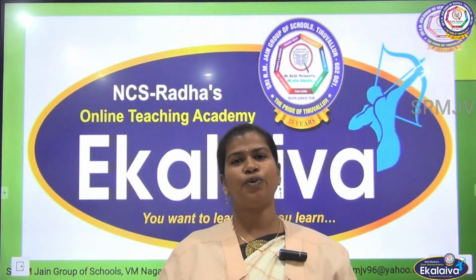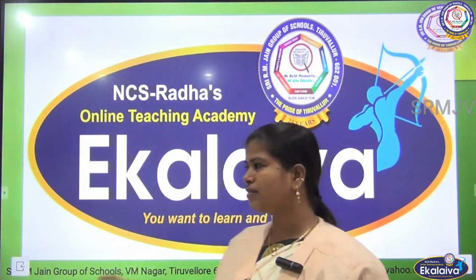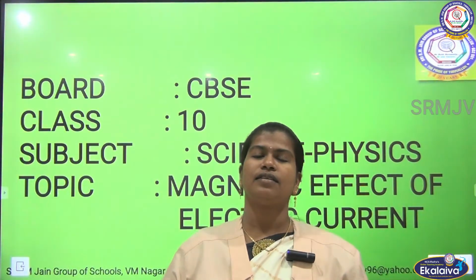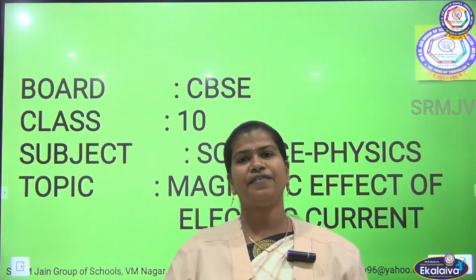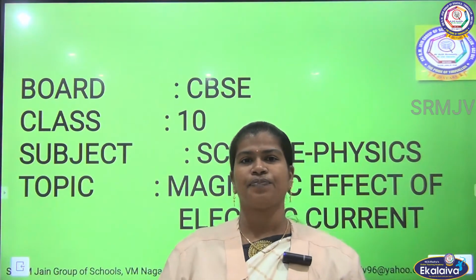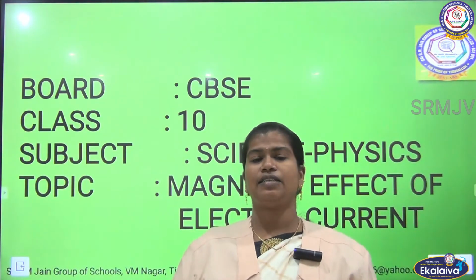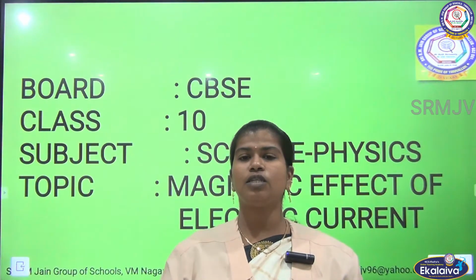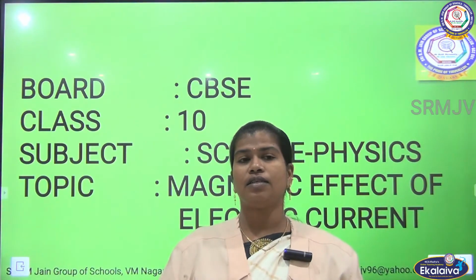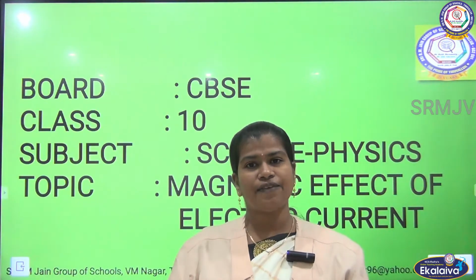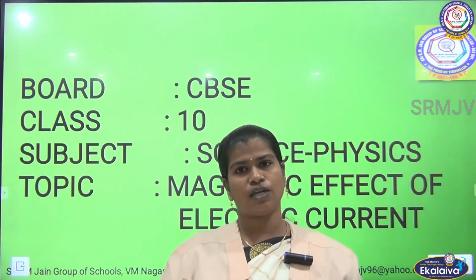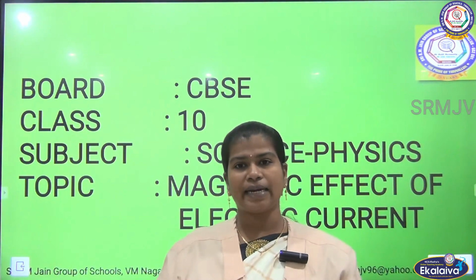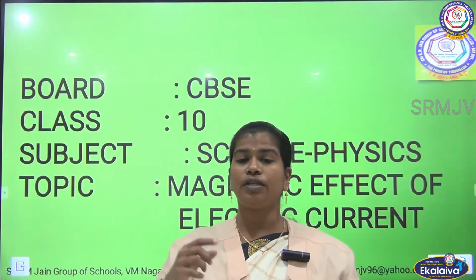Today in this video we are going to learn a topic, magnetic effect of electric current, of CBSE class 10 science. In our previous class we have learned about the magnetic field, the magnetic field produced around a straight conductor, as well as a circular loop. Now, we are going to learn how the magnetic field is produced around the solenoid.